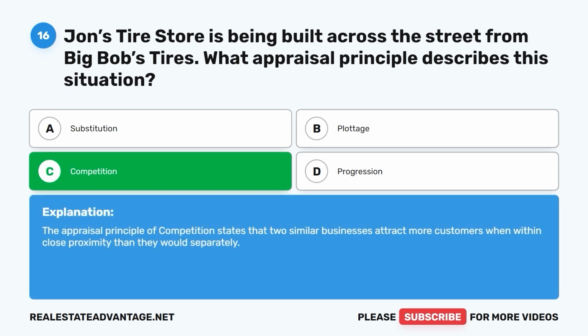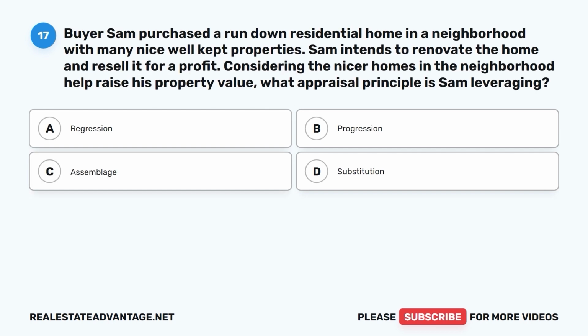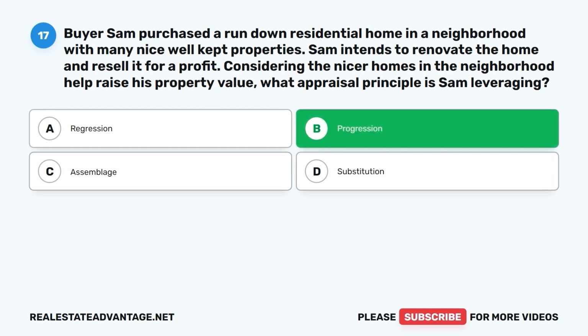Competition. The appraisal principle of competition states that two similar businesses attract more customers when within close proximity than they would separately. Question 17. Buyer Sam purchased a rundown residential home in a neighborhood with many nice, well-kept properties. Sam intends to renovate the home and resell it for a profit. Considering the nicer homes in the neighborhood help raise his property value, what appraisal principle is Sam leveraging? A. Regression. B. Progression. C. Assemblage. D. Substitution. The correct answer is B.